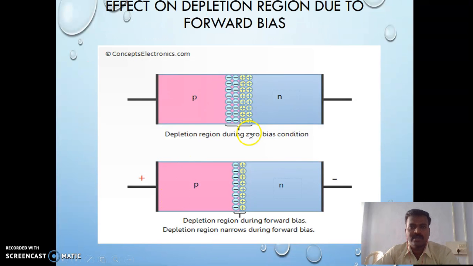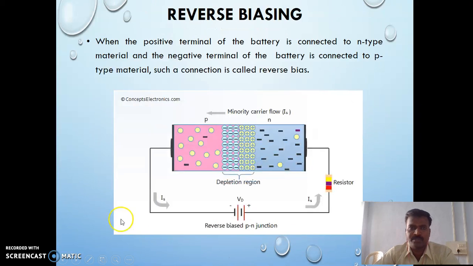You can look at the picture showing the diode in the zero bias condition and in the forward bias condition. Look at the depletion region. Under the zero bias condition there is no external voltage applied, so the depletion region looks like this. When we apply the forward bias condition, the depletion region width decreases. That is, there is a movement of electrons and holes through the depletion region, so it allows some amount of electrons and holes through it. That's why the width is reduced.